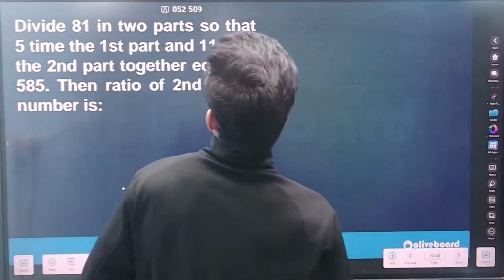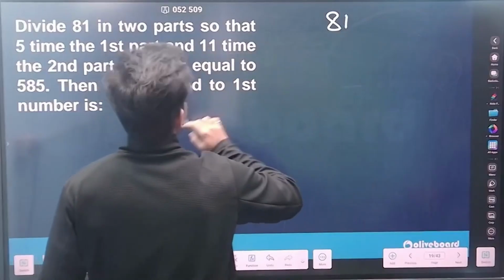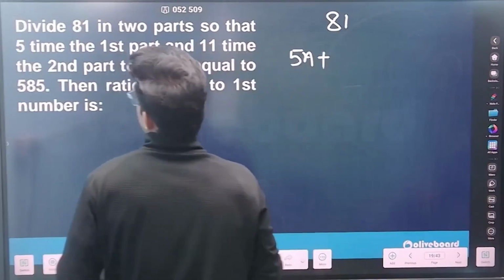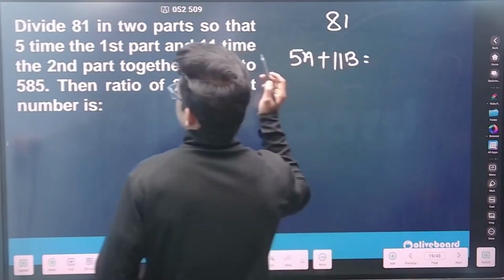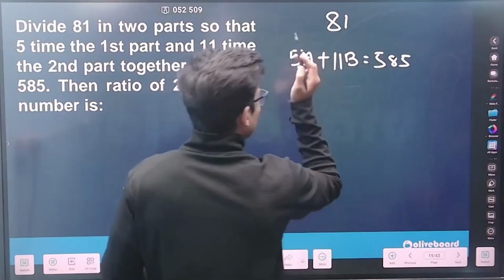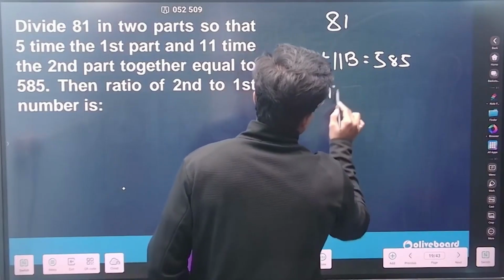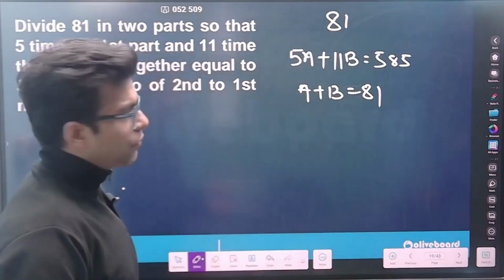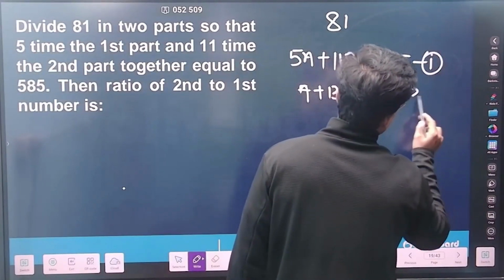So divide 81 into two parts. Basically there is a number 81 which is being divided into two parts, so that 5 times A plus 11 times the second part, 11 times B, would give me 585. The first equation would be A plus B is 81, because I need to divide 81. So the sum of two numbers would be 81. This is my equation number 1 and this is my equation number 2.